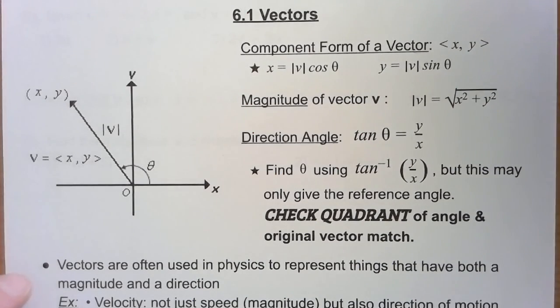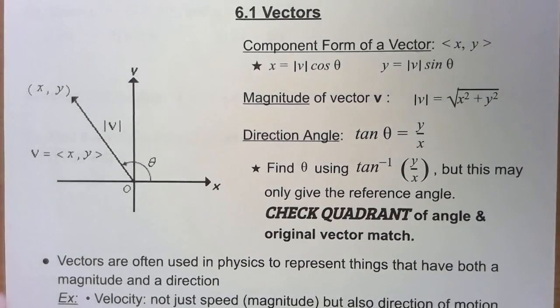This is our first section, Chapter 6. Chapter 6, the book calls it Applications of Trigonometry. And most of it, not all of it, some of it's just different representations of things than what you're used to. But a lot of it is going to be applications of trigonometry.